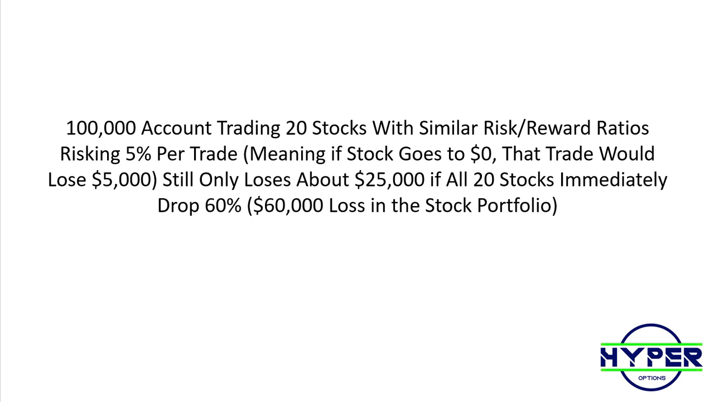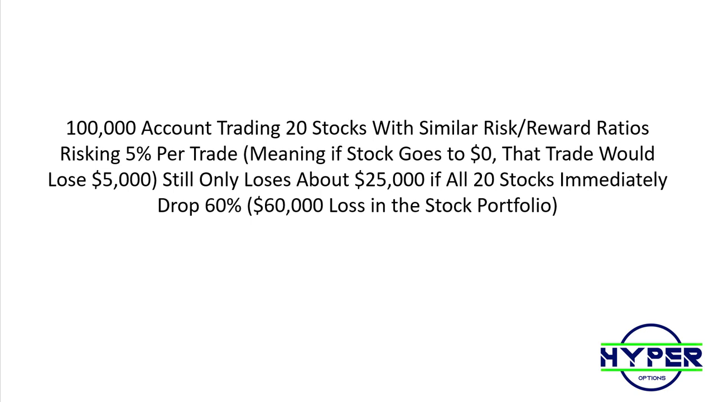And if you have a bigger account, that's fine. Say a $100,000 account, trading 20 stocks instead of 5 stocks, because you do have to be realistic. How many of these are you going to watch, and how many are you going to trade? And how many opportunities are there where you have 94, 95, 96% probability of success? Ultimately, if you plan on exiting early, which you should. But a $100,000 account trading 20 stocks with similar risk-reward ratios.